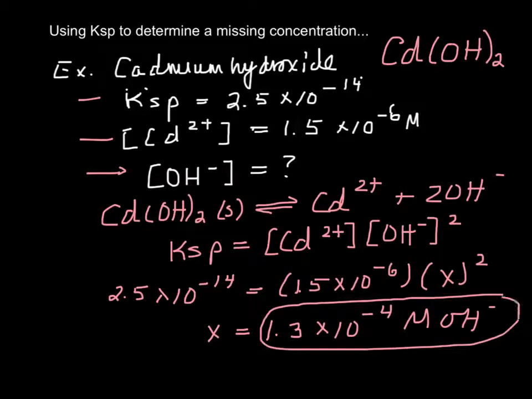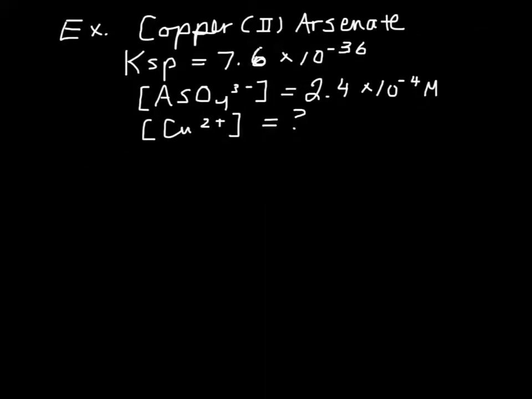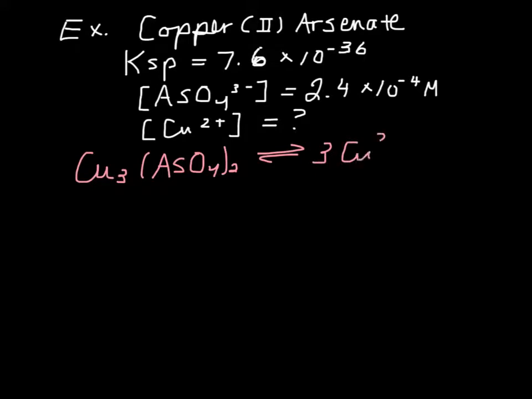So this is kind of the simplest version. We'll do another one just like that. Okay? So copper 2 arsenate. Copper is 2 plus, and arsenate is 3 minus, so Cu3(AsO4)2. So we break that down and slightly ionize it to 3 copper ions, okay, and 2 arsenates.